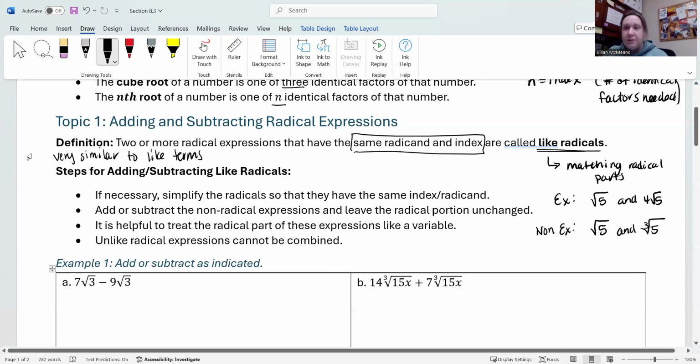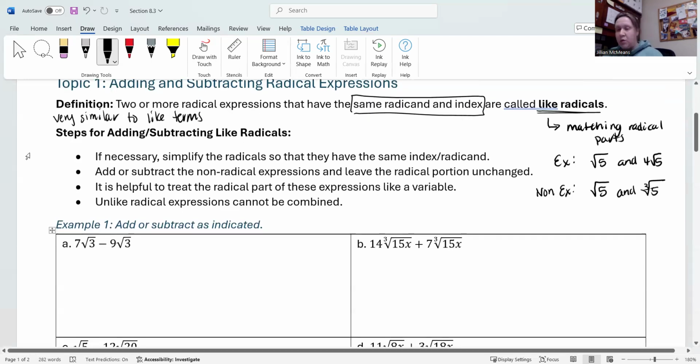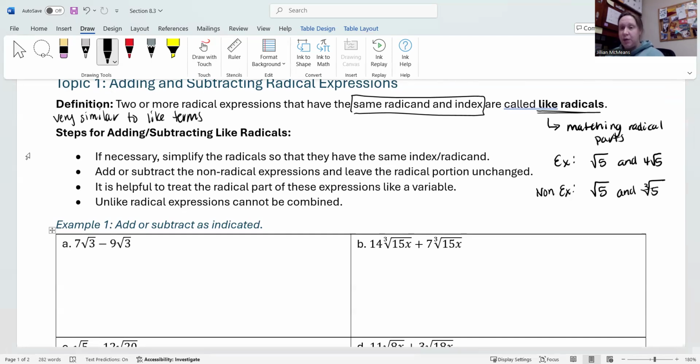So let's look at the steps. Remember, sometimes when we write steps out in words, they don't totally make sense until you see it in practice. So just kind of be patient with this next little part. We'll practice very, very soon. So steps for adding and subtracting like radicals. If necessary, simplify the radicals so that they have the same index and radicand.